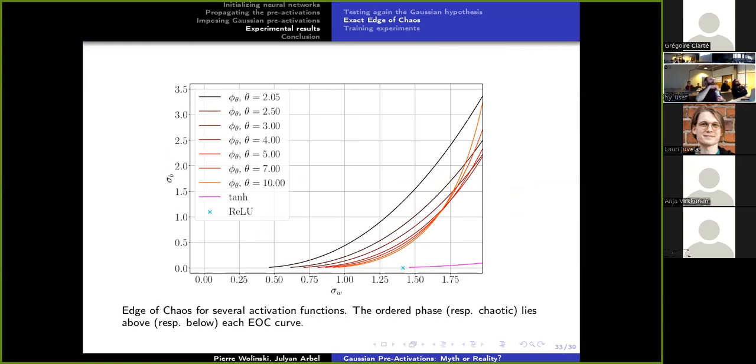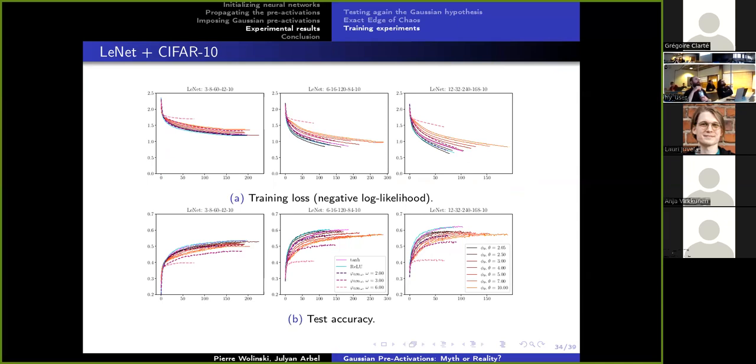But here it's exact, in the sense that we don't have to do the infinitely wide neural networks approximation. And now some training experiments. It may be a bit difficult to see, but it's a LeNet, a convolutional neural network, for several sizes. I plotted the training loss in the first row and the test accuracy in the second row.